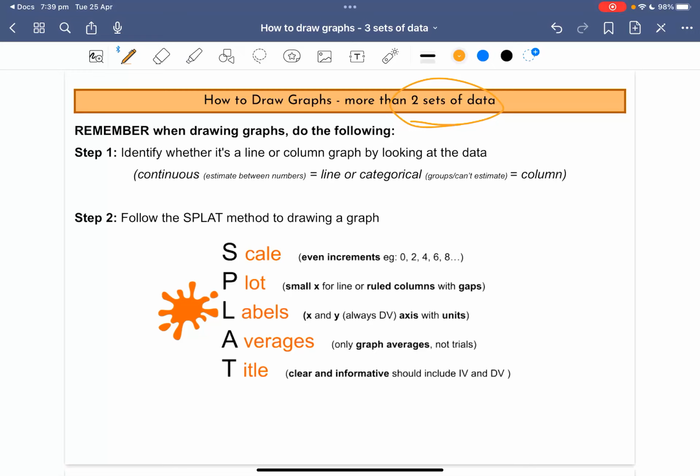So you need to figure out if it's a line or a column graph by figuring out if the data is continuous. Remember, that's where you can estimate between every single value. So with 10 degrees and 20 degrees, 15 degrees exists between that. So that's continuous data, whereas categorical data are groups, and we often use language like colors to define them. So that should be a column graph. That's been covered in the first video, so review back the first video on how to draw graphs if you'd like to go over continuous and categorical data.